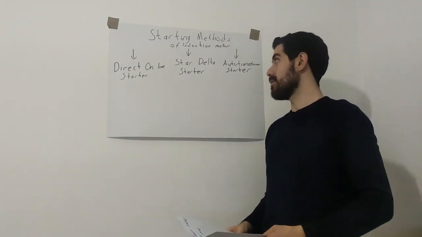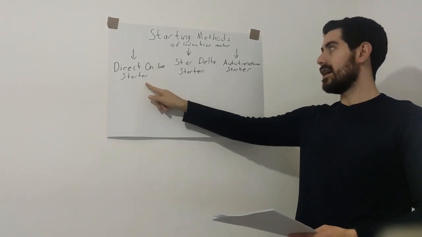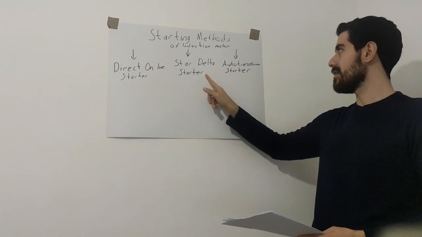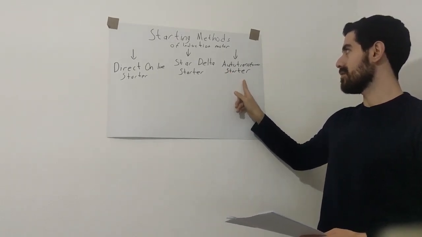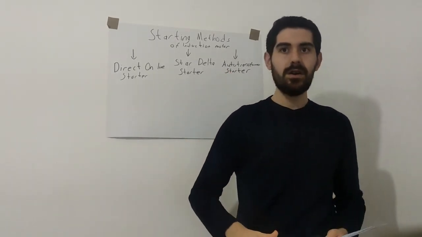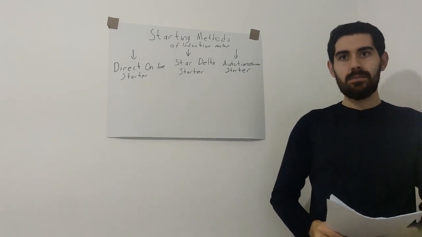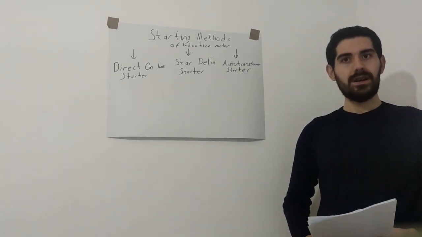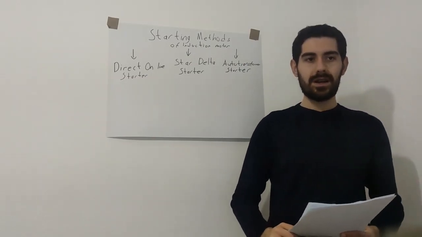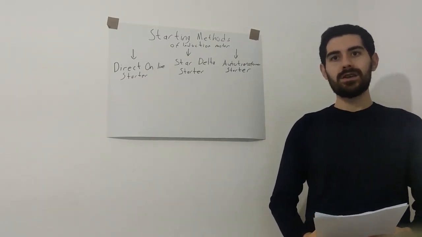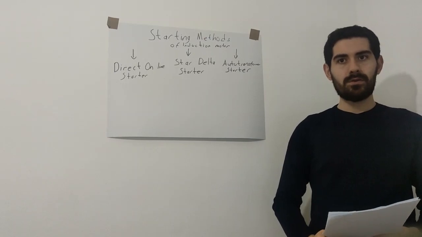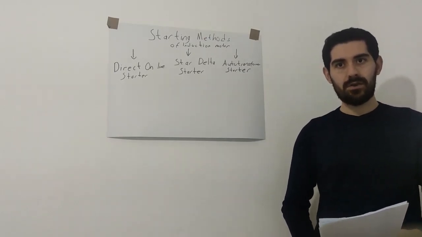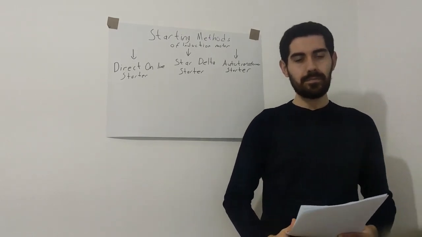Three starting methods. First one is direct online starter, second one is star delta starter, and third one is auto transformer starter. The direct online starter method of induction motors is simple and economical. In this method, the starter is connected directly to the supply voltage. By this method, small motors up to 5 kW rating are started to avoid the supply voltage drop.